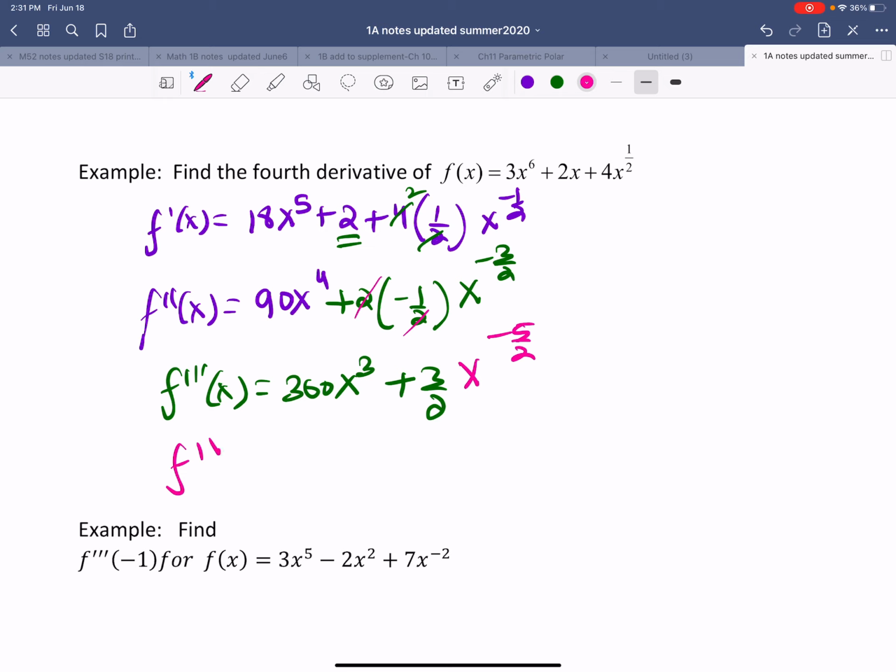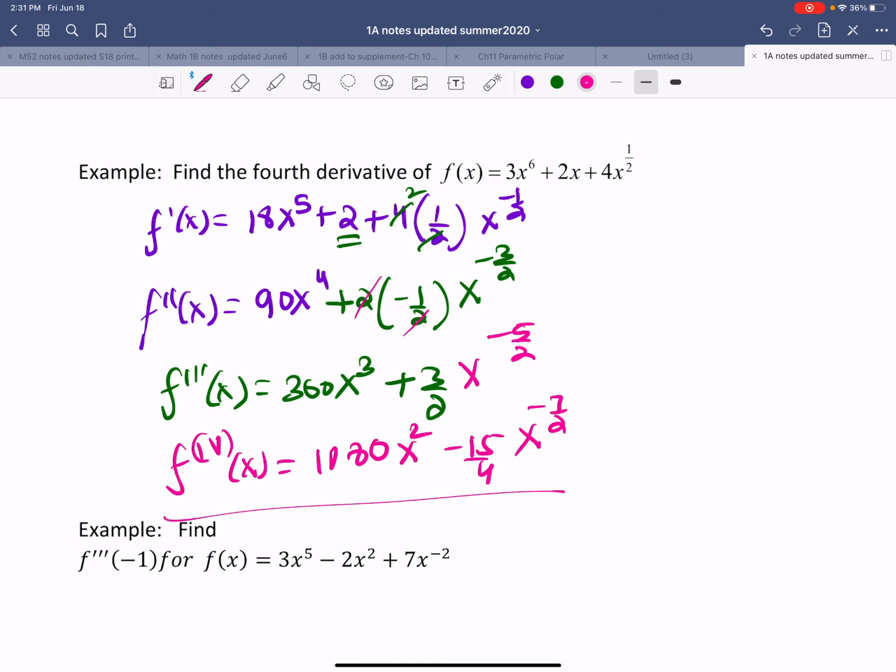And now we are ready for the fourth derivative. That's what we were looking for. 360 times 3 is 1080x squared minus 15 over 4. 3 times 5 is 15. 2 times 2 is 4. X to the power negative 5/2 minus 1 would be negative 7/2. And that's going to be the fourth derivative. That's all we were looking for.